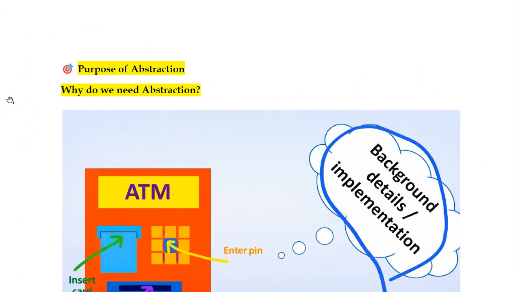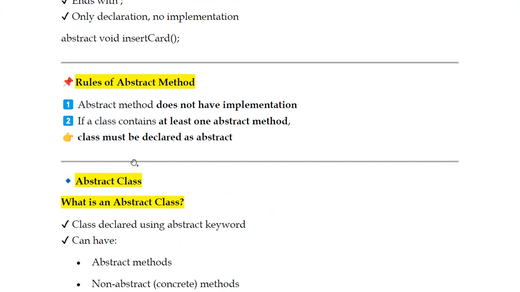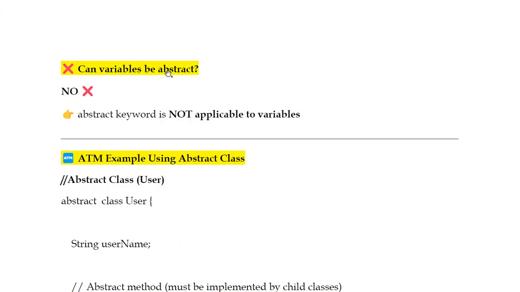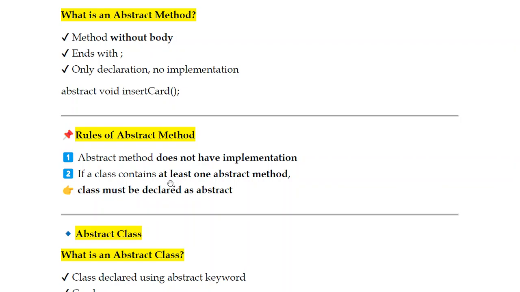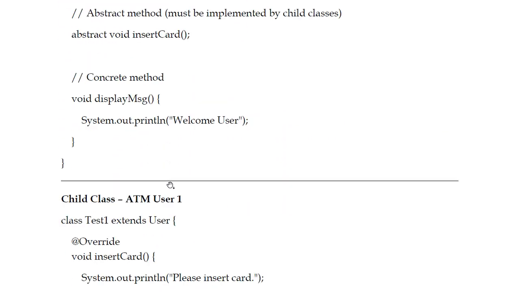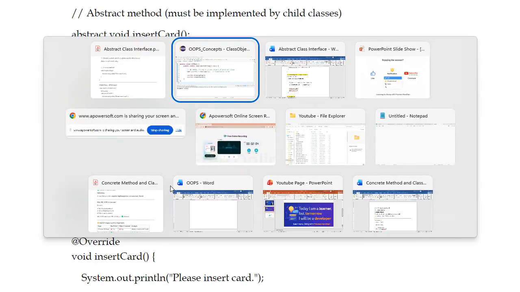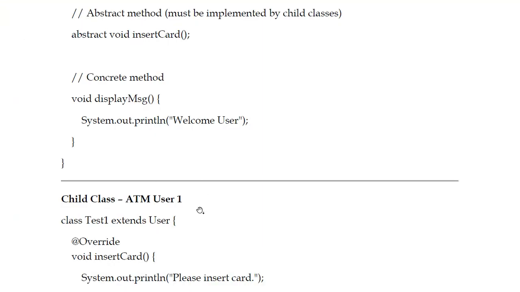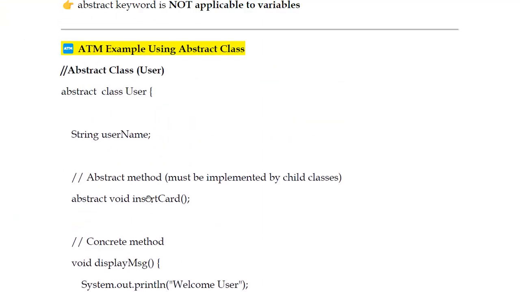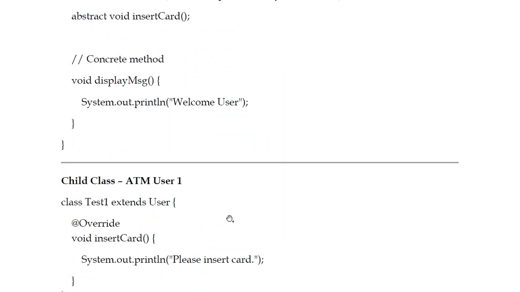Go back to the definition. You can find the rules and relation. Can a variable be abstract? No. And object creation is also not possible. That is what we are getting there: can't instantiate the type User. You can't create the object for an abstract class. This is an important point. Many beginners make this mistake while learning, so for that purpose we have explained it.